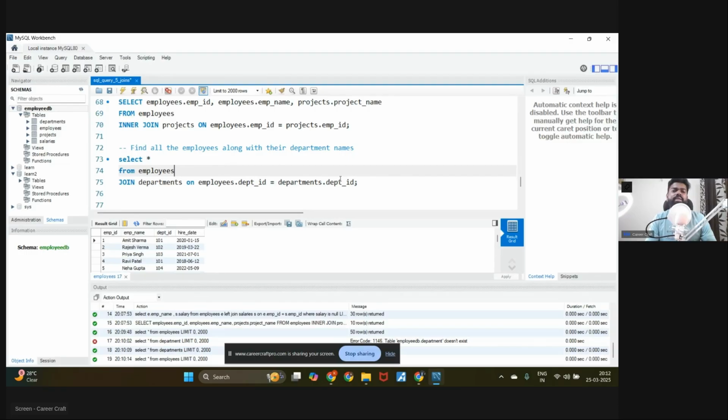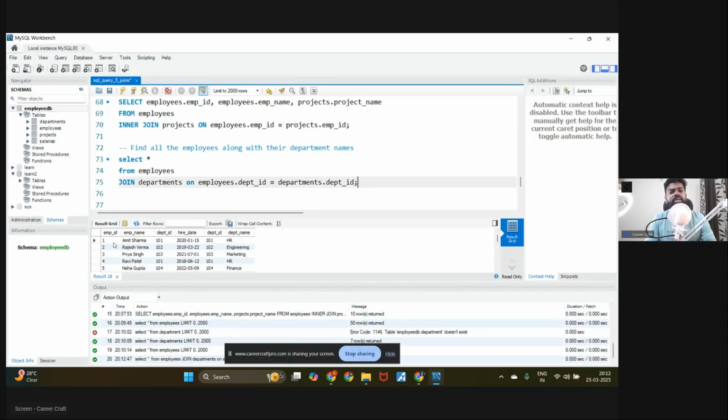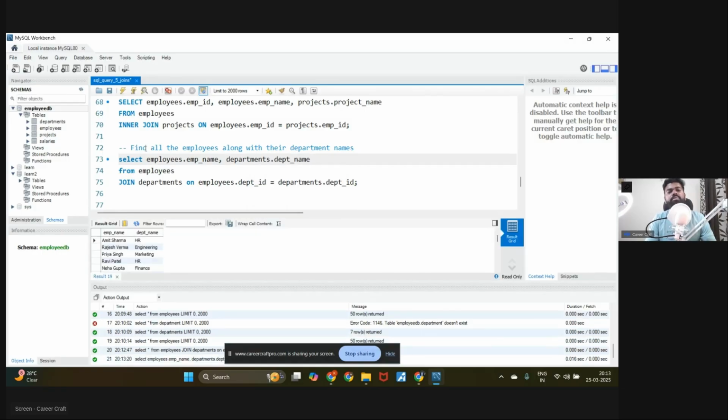Now, if you execute this, see here: employee ID, employee name, department ID, hire date, department ID, department name. Whatever column you want from whichever table, you can also write like this: employees dot employee name as emp name, and then departments dot department name. Done. So employee name and department name, you got it.